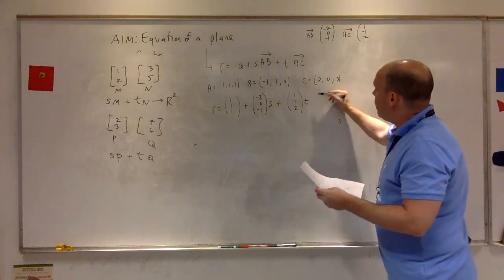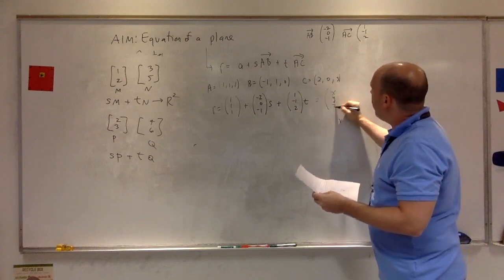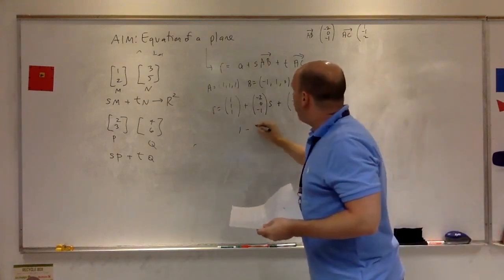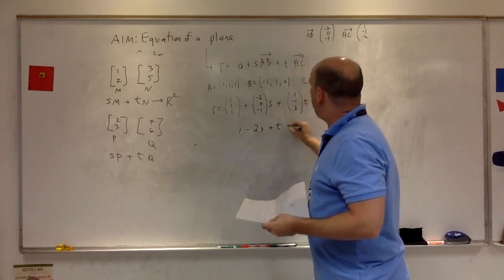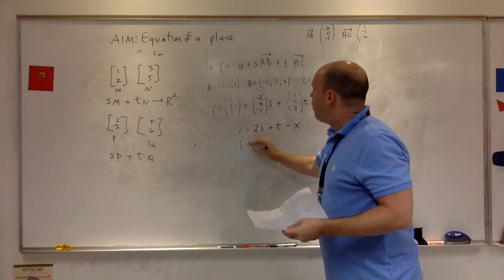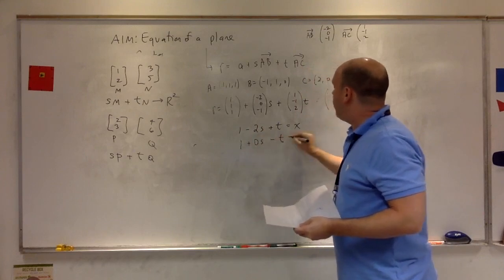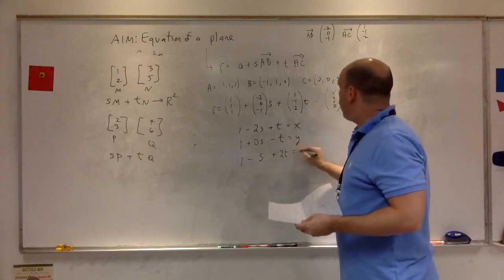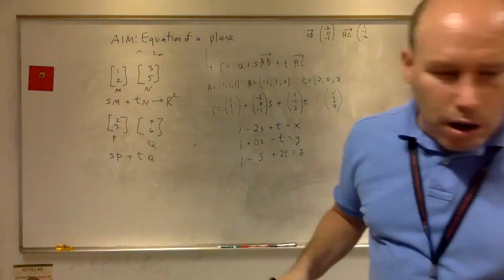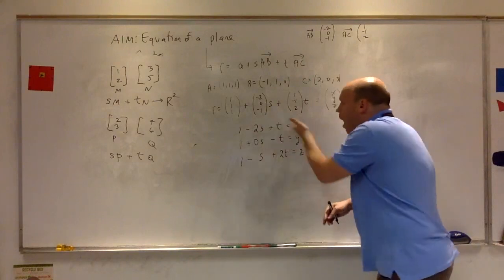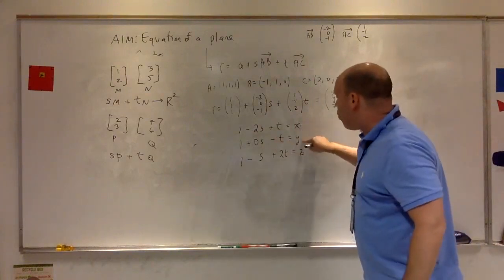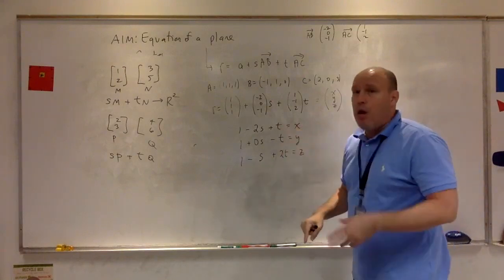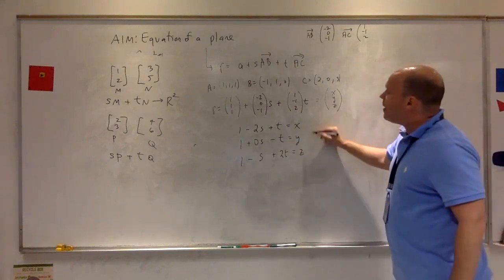Well, we know that this generates all the points x, y, and z. So we have three equations. Let's set them up: 1 - 2s + t = x. 1 + 0s - t = y. And 1 - s + 2t = z. Now, your first thing you might say, Mr. Adler, we have three equations and five unknowns. But I'm not looking to eliminate my x, y, and z, so technically I only have two unknowns. That's easy.